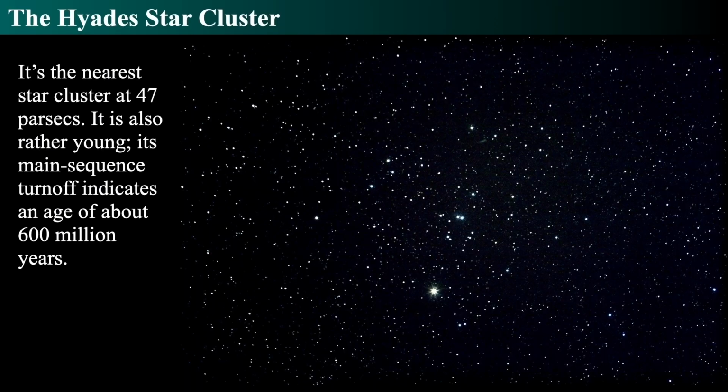So let's look first at our friend the Hyades star cluster, which is the nearest star cluster to us at about 47 parsecs, or about 150 light years away. It's also pretty young, and its main sequence turnoff indicates it's only about 600 million years old or so. So it's a young star cluster, and the cluster itself is kind of hard to see because it's so spread out because it's so near to us. So let's look at some other star clusters.